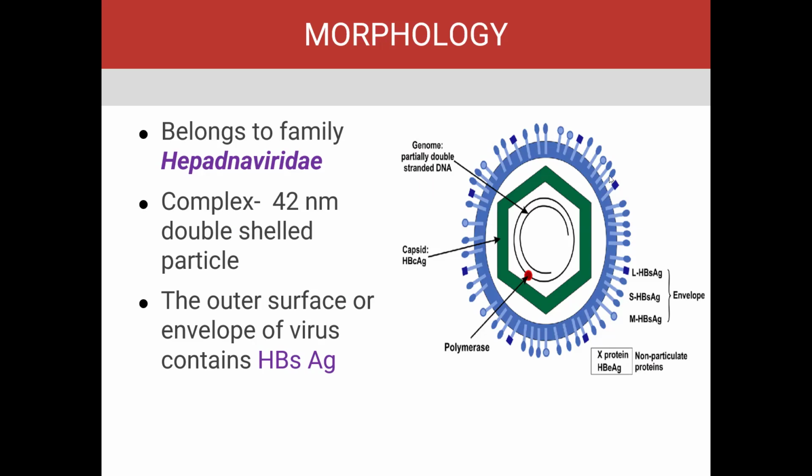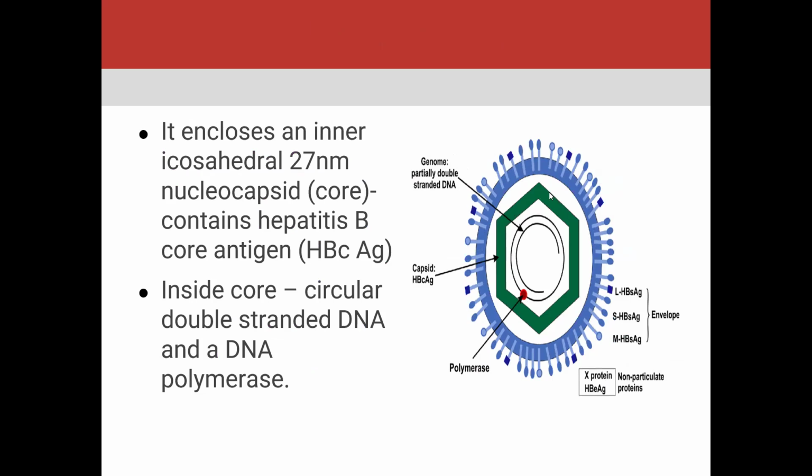If you see, this is the outer surface. This outer surface or envelope consists of HBsAg, which means hepatitis B surface antigen. This hepatitis B surface antigen is helpful in the serodiagnosis of hepatitis B. Next, it encloses an inner icosahedral core. The size of the core is 27 nanometer, and the capsid consists of HBcAg, the core antigen. C stands for core.